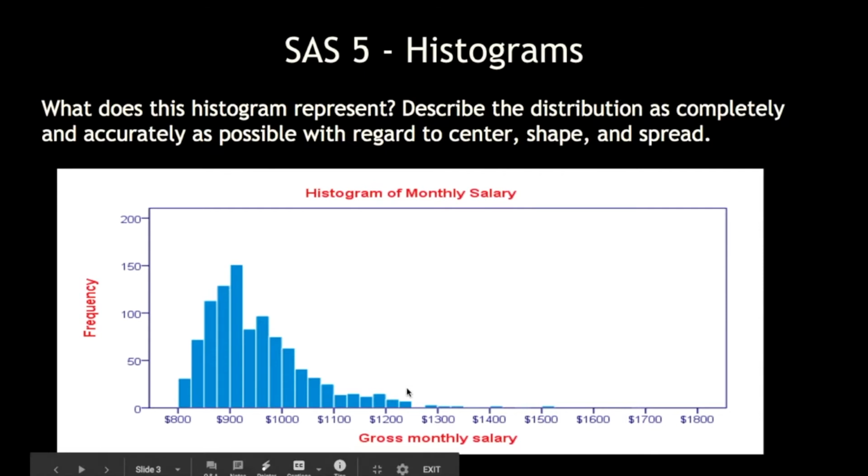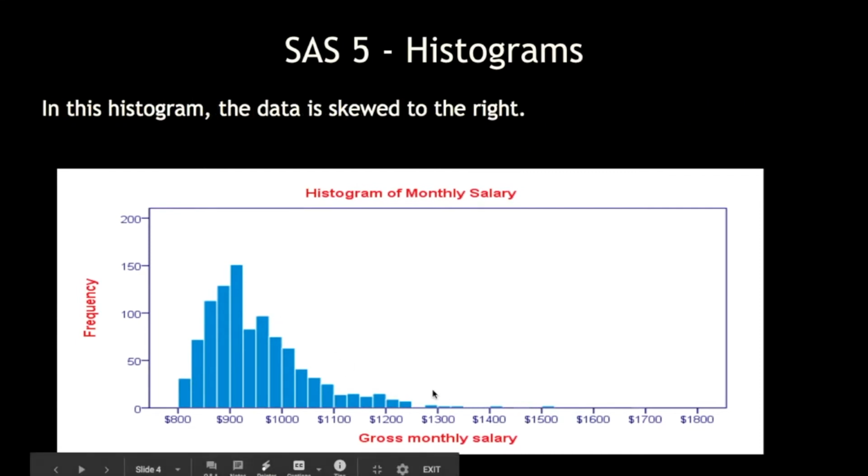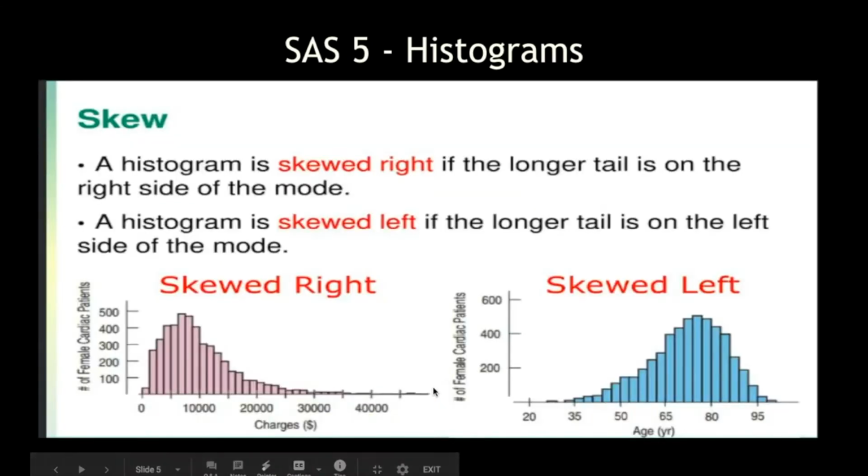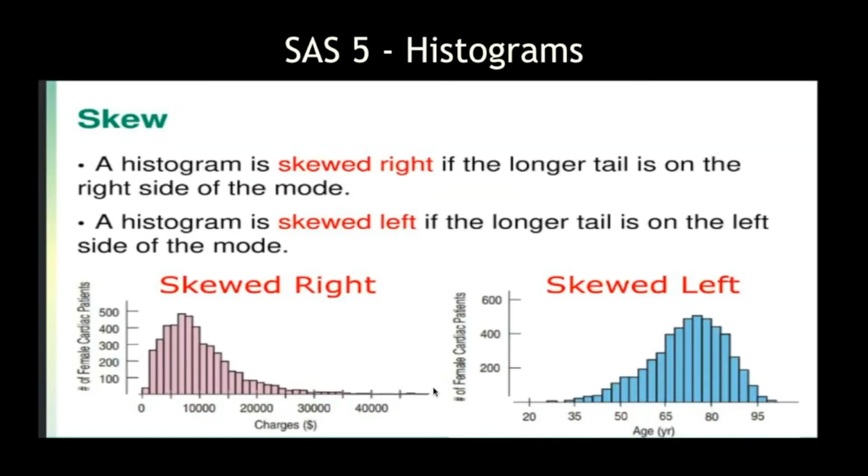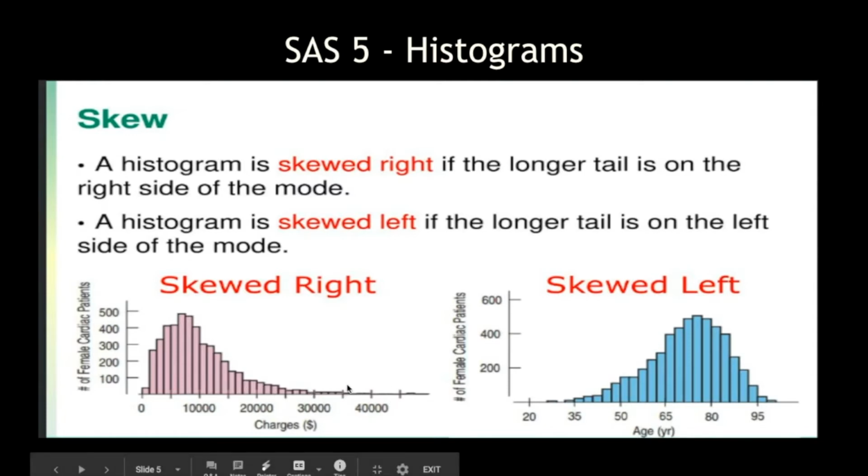We'd also say that the mode, the one that has the most frequency, is this $900 value right here. And there are a lot more values on the right side of the mode than on the left side of the mode. You see how it goes down really low over here on this side? That's called skew, and it is skewed to the right. So skew is described as a tail. If the longer tail is on the right side of the mode, it is skewed right. And if the longer tail is on the left side of the mode, it is skewed to the left. And here are some examples of skewing to the right and skewing to the left.